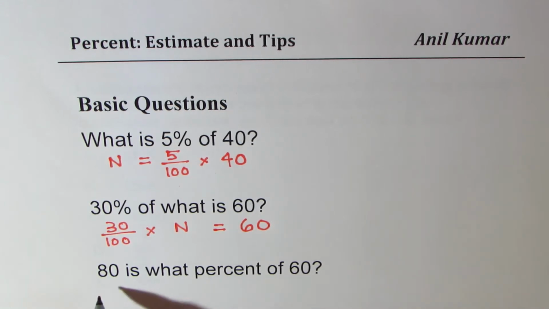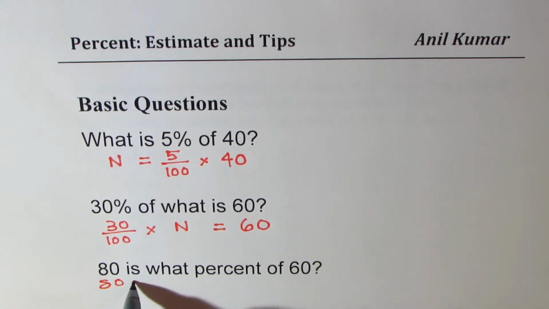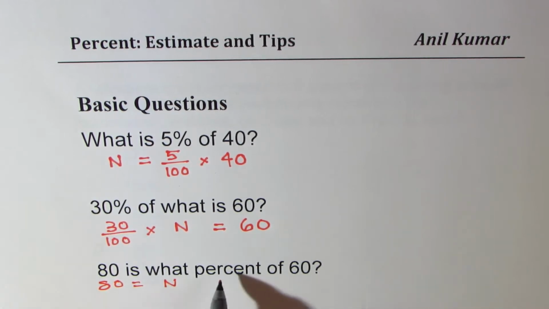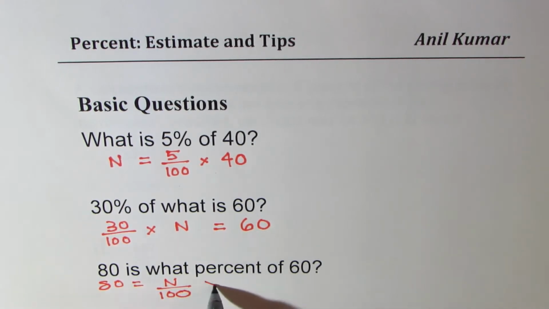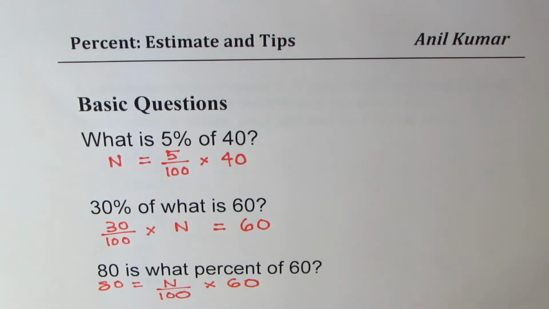80 is, that means just the number 80, "is" means equal, "what" means n. Now it is what percent. So what is combined with percent? So it is n over 100. Be careful about this part. Of 60 means times 60. Do you agree with me? So this is the first part, that is, you need to write the sentence in the form of an equation as you read. So it doesn't really take time. So let's go to it.